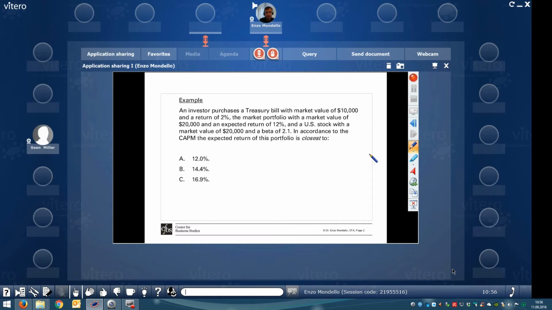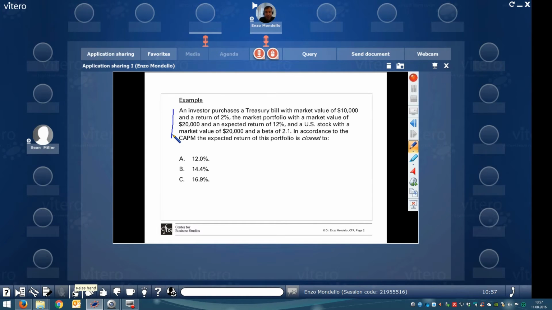An investor purchases a treasury bill with a market value of $10,000 and a return of 2%. The market portfolio with a market value of $20,000 and an expected return of 12%, and there is a US stock included in the portfolio with a market value of $20,000 and a beta of 2.1. So here we have now the question, right?